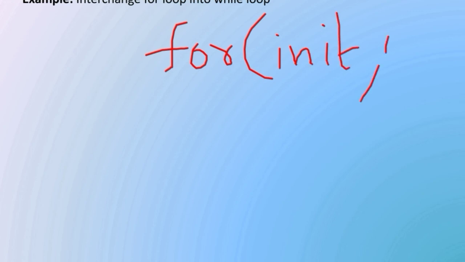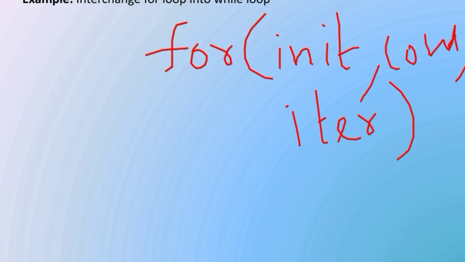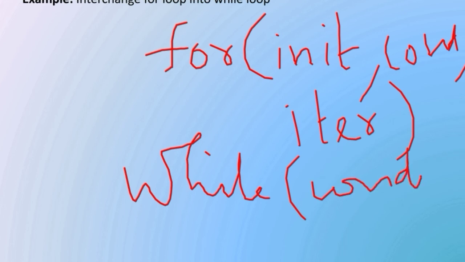Interchange for loop into while loop. Consider some steps while we are interchanging the for loop into a while loop. First, the for loop has 3 portions: initialization, condition, and iteration. Next, some of the statements are executed, but in a while loop we have the condition portion only. So we must initialize the variable before the while condition.